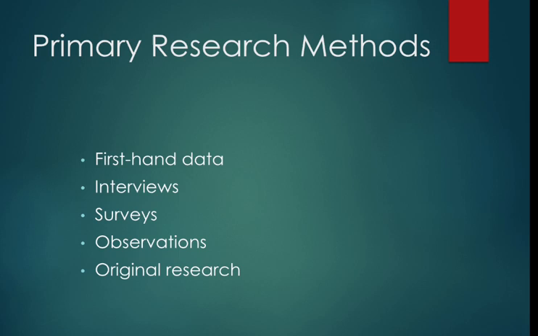Next, we are moving to primary research methods. So, this type of research involves collecting original data directly from sources. The researcher personally gathers information through interviews, surveys, or observations. This method provides first-hand and authentic data. For example, interviewing rural women about self-help groups is a primary research. Though time consuming, it is highly reliable.